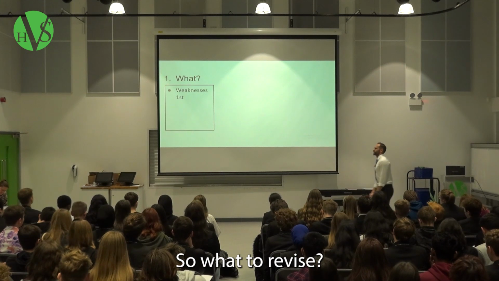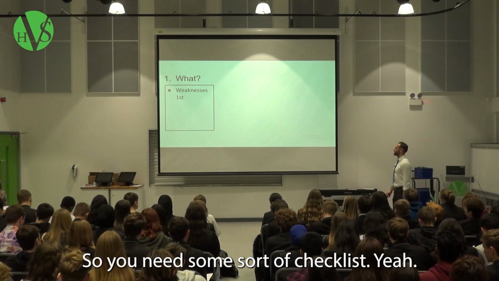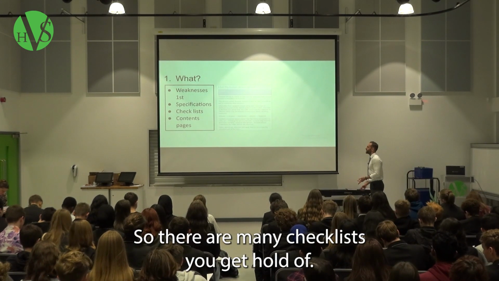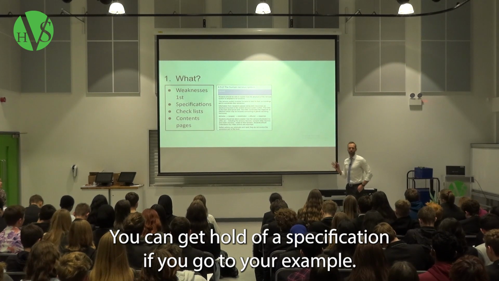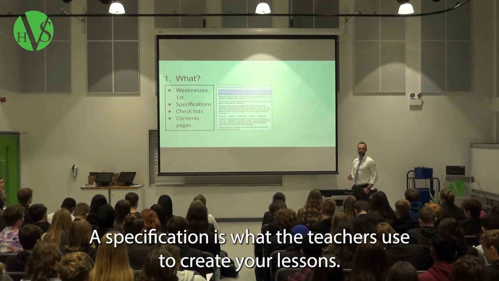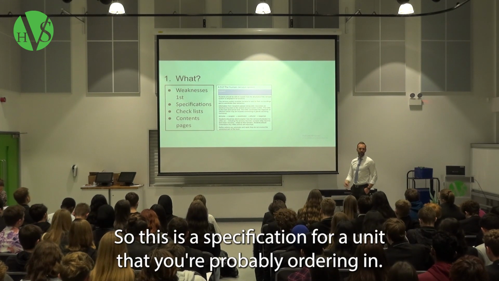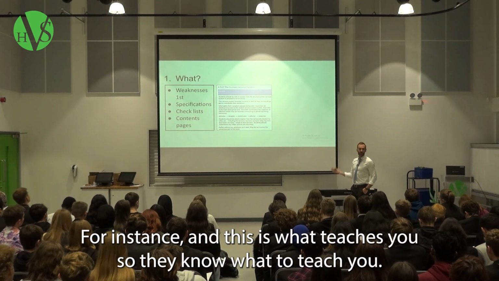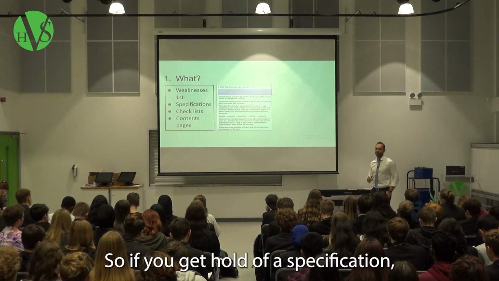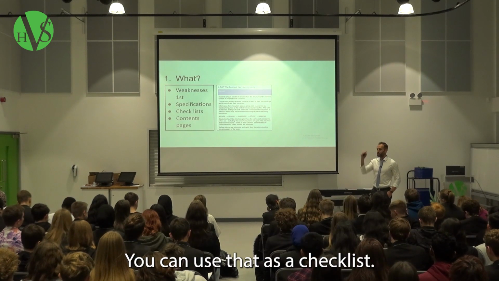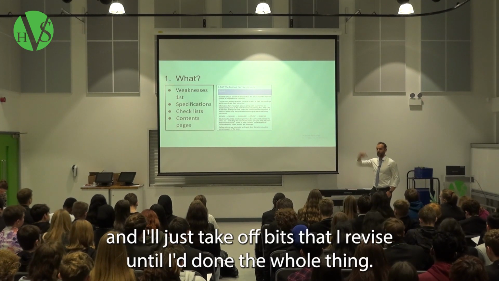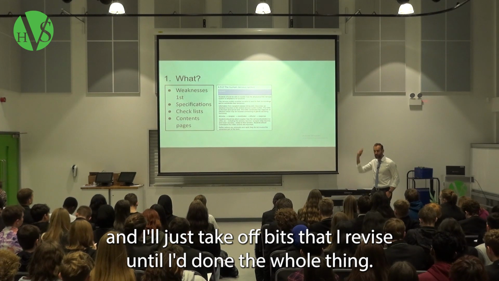So what to revise: you need to work out what your weaknesses are. So you need some sort of checklist. There are many checklists you can get hold of. You can get hold of a specification if you go to your exam board. A specification is what teachers use to create your lessons. So this is a specification for a unit that you're probably all doing in science, and this is what teachers use so they know what to teach you. If you get hold of a specification, your teachers will tell you where to get them. You can use that as a checklist, and this is what I used to do for my exams. I would get the specification and I would just tick off bits that I'd revised until I'd done the whole thing.